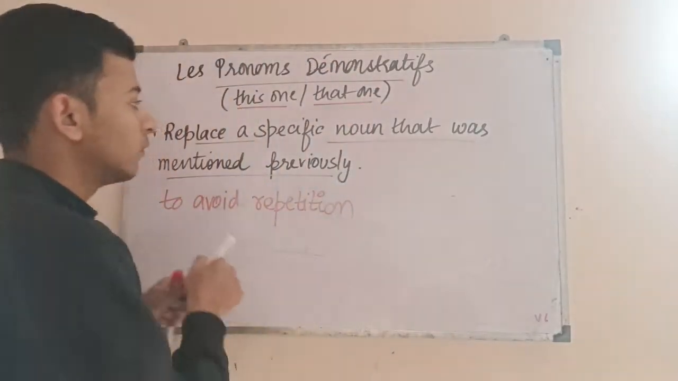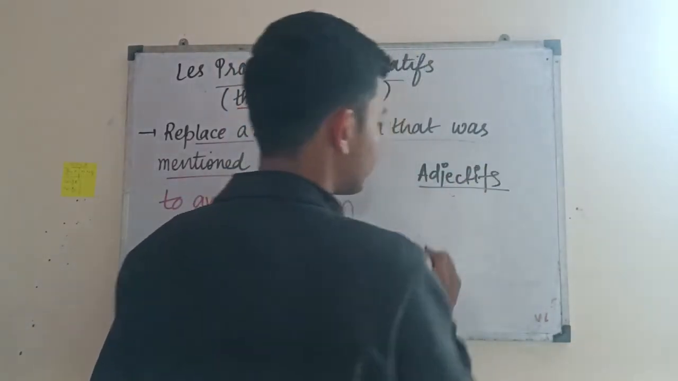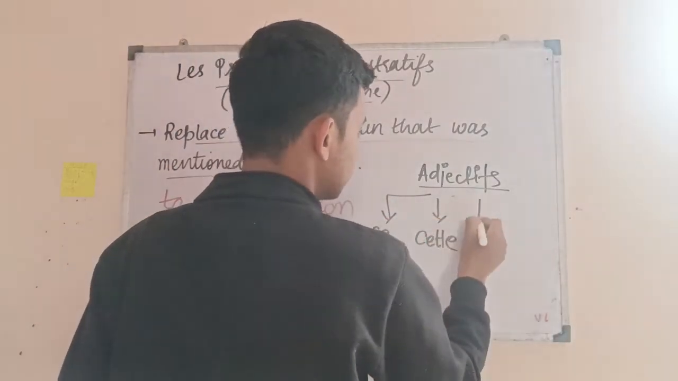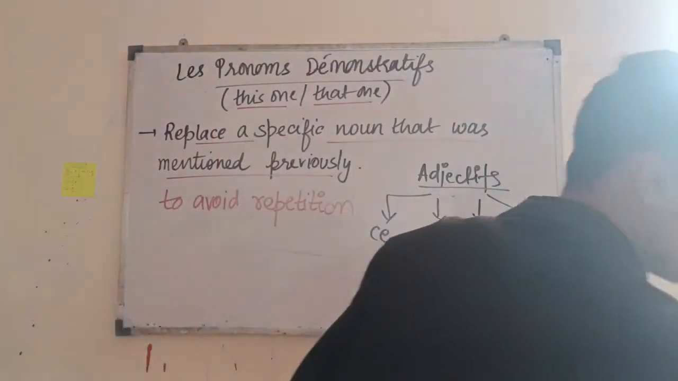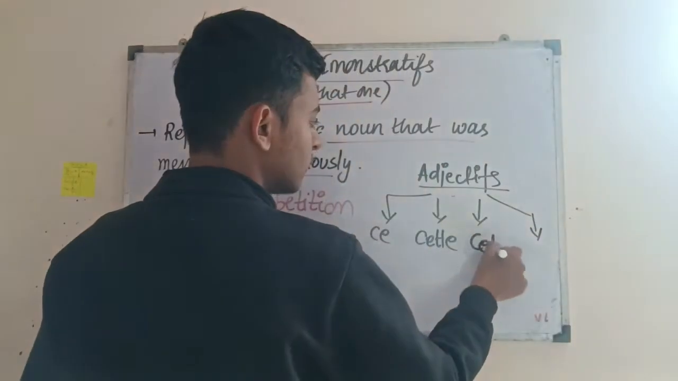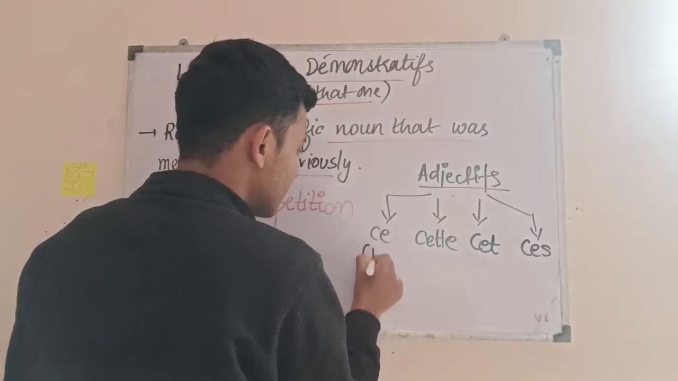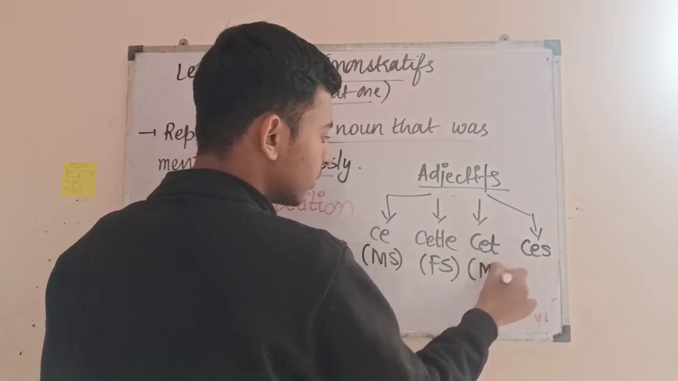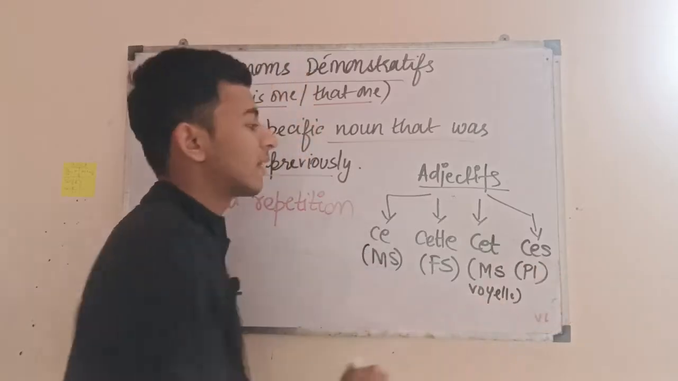Before proceeding forward, I would like to make adjectif démonstratif very clear. Adjectif démonstratif are of four types: ce, cette, cet and ces. Ce is used for masculine singular nouns, cette is used for feminine singular nouns, cet is used for masculine singular nouns starting with a vowel, and ces is used for plural, both masculine and feminine.